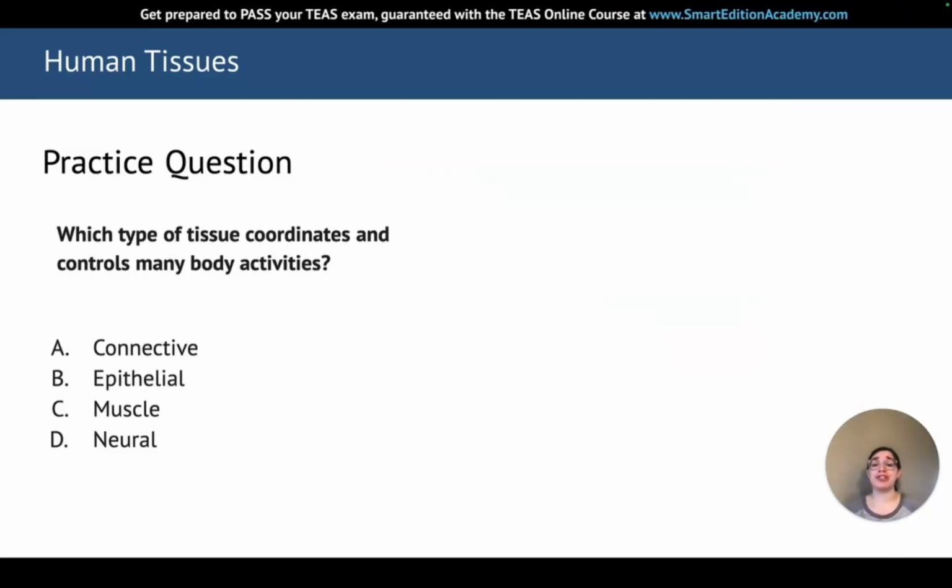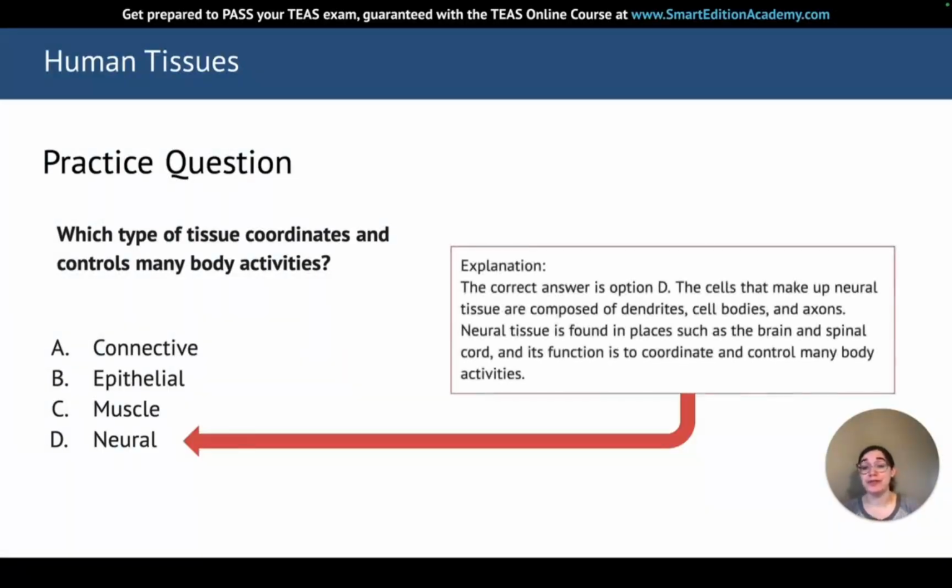Which type of tissue coordinates and controls many body activities? Is it A, connective tissue? Is it B, epithelial tissue? Is it C, muscle tissue? Or is it D, neural tissue? And the correct answer is option D. Neural tissue is responsible for coordinating and controlling many body activities.